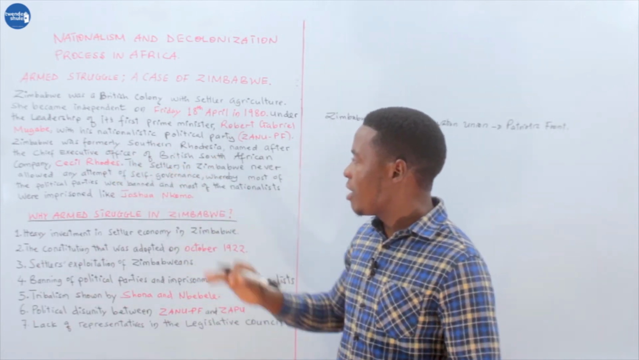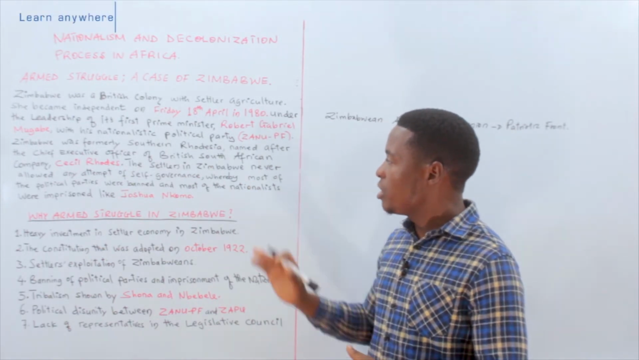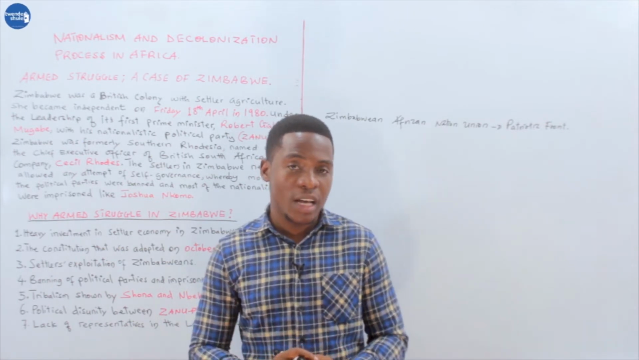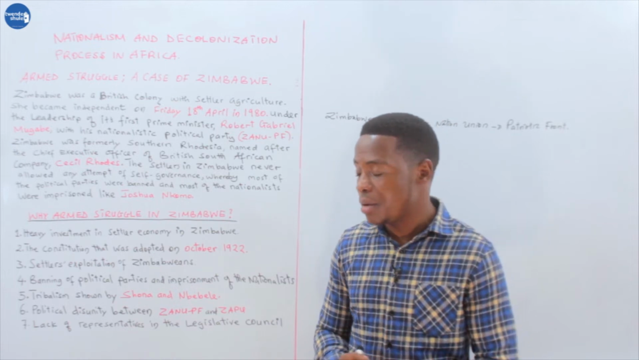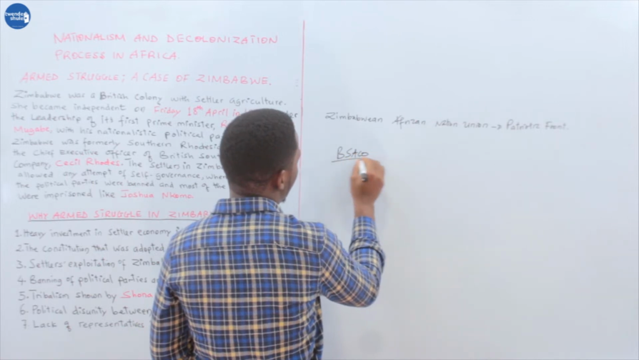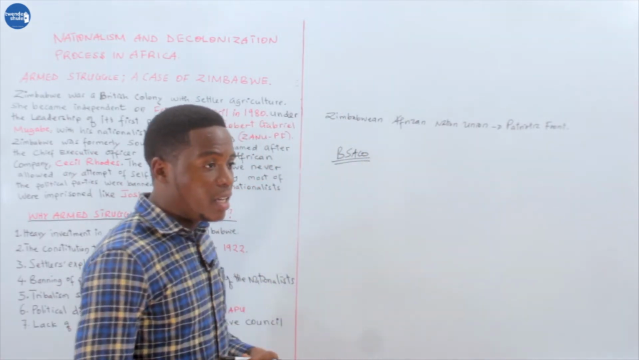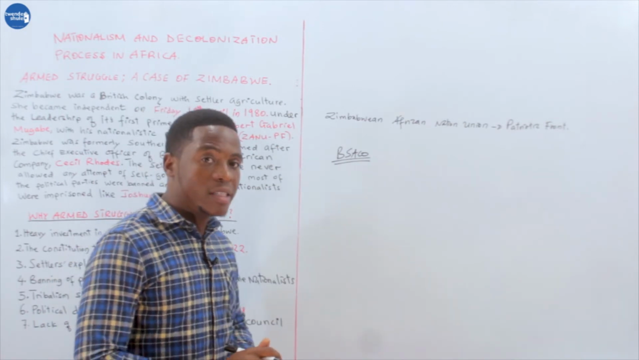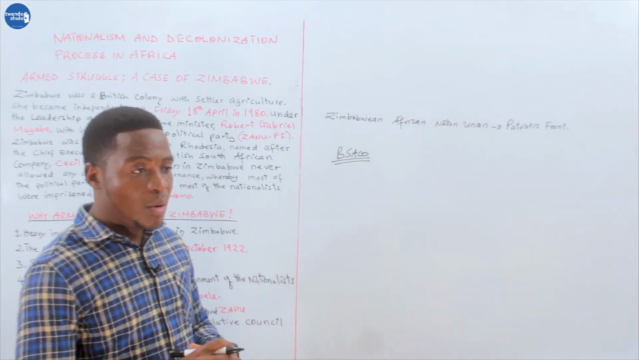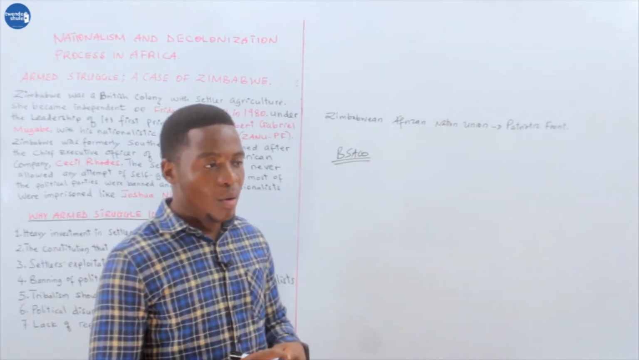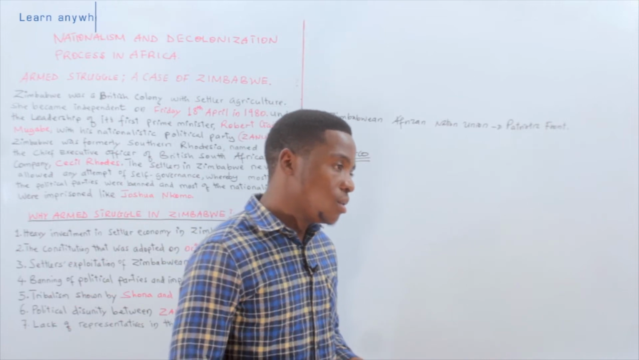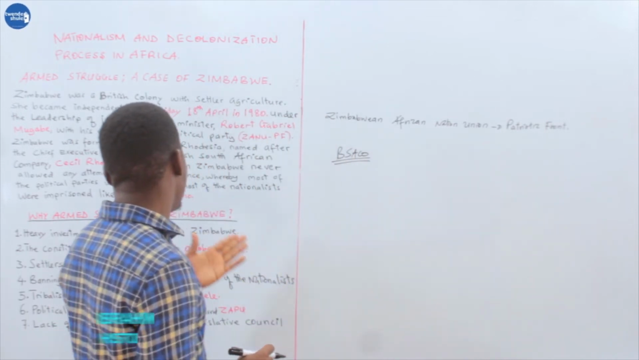Before, Zimbabwe was formerly known as Southern Rhodesia, and it was called Southern Rhodesia because of the chief executive officer of the British South African Company, BSAC. We all know about him. The CEO of the British South African Company operated in South Africa, Malawi, Zimbabwe, and also Zambia. So before, Zimbabwe was called Southern Rhodesia.